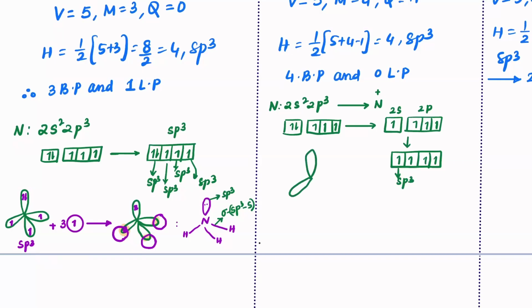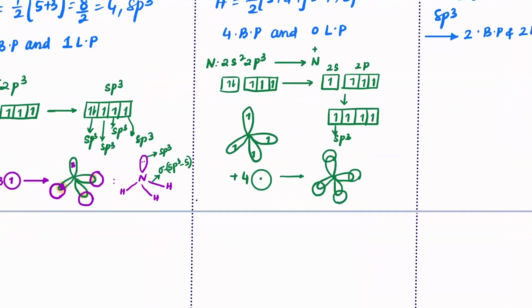Hence, we will have an orbital like this, which has been made by mixing, where each one will have one electron. And if I accommodate four s orbitals from hydrogen, now you will get an overlapping like this. This is the overlapping I'll get. Okay. So that's the reason why NH4 plus is tetrahedral. It is completely tetrahedral in shape.